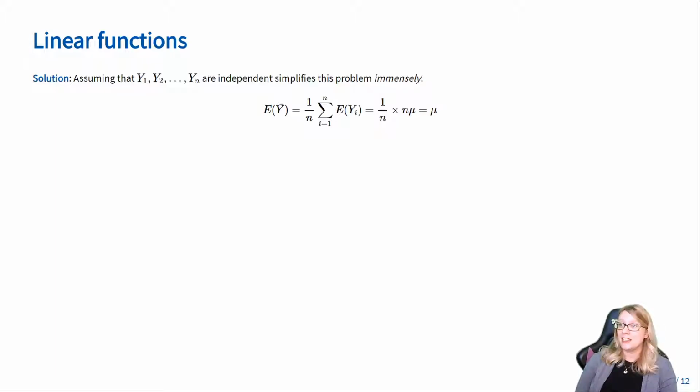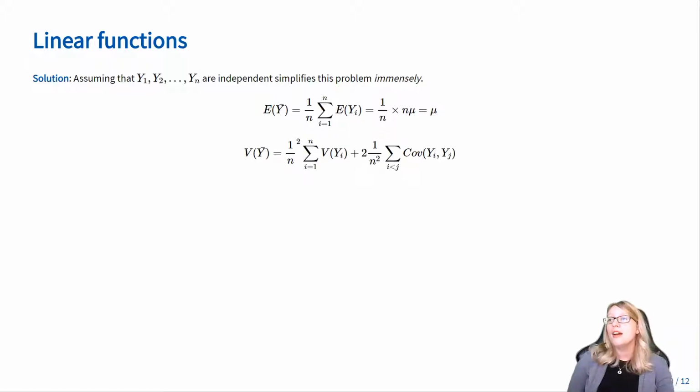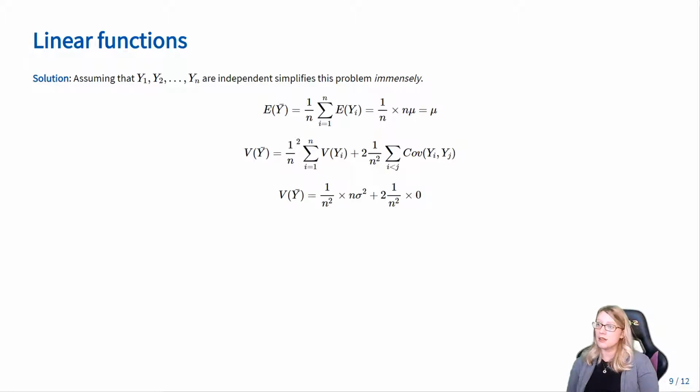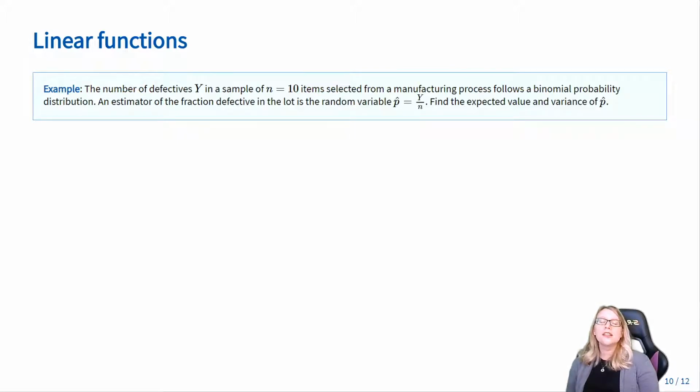Assuming independence here, we can get the expected value of the mean by taking 1 over n times the sum of the expected values of the y's. So we get 1 over n times n mu, or mu. The variance becomes 1 over n squared times the sum of the variances, plus 2 times 1 over n squared times the covariances. Assuming independence makes this term drop out because those covariances are 0. So that's why we like this assumption. So we get 1 over n squared times n sigma squared, so sigma squared over n for the variance of the sample mean.